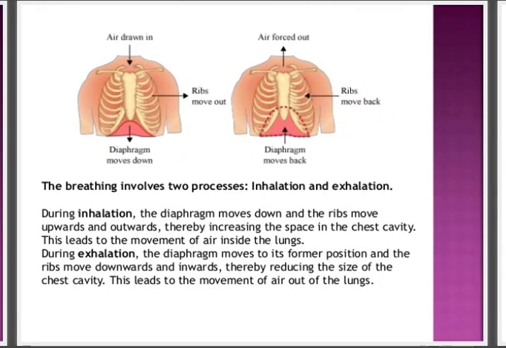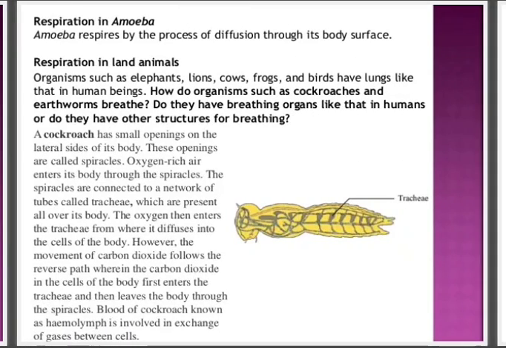The breathing involves two processes, inhalation and exhalation. During inhalation, the diaphragm moves down and the ribs move upwards and outwards, thereby increasing the space in the chest cavity. This leads to the movement of air inside the lungs. During exhalation, the diaphragm moves to its former position and the ribs move downwards and inwards, thereby reducing the size of the chest cavity. This leads to the movement of air out of the lungs.